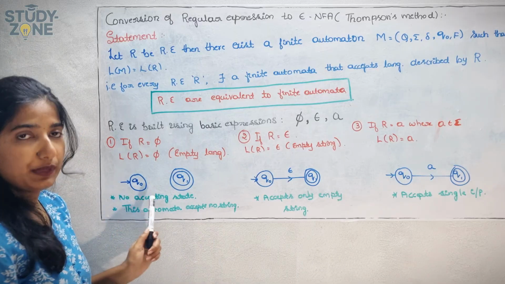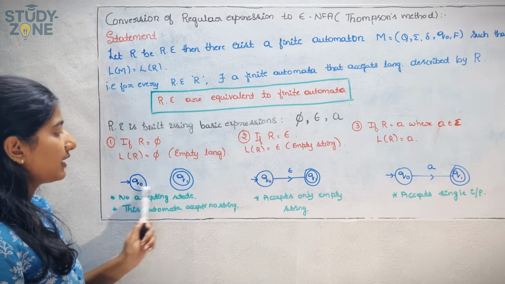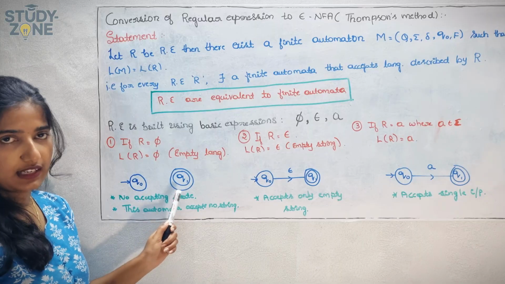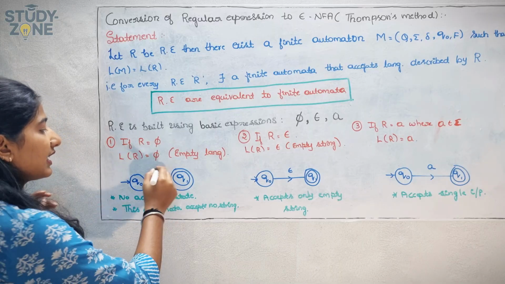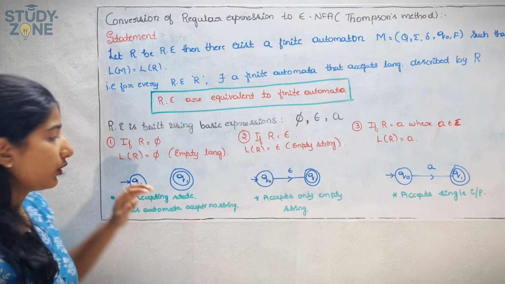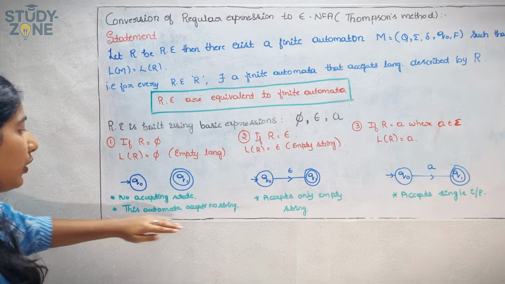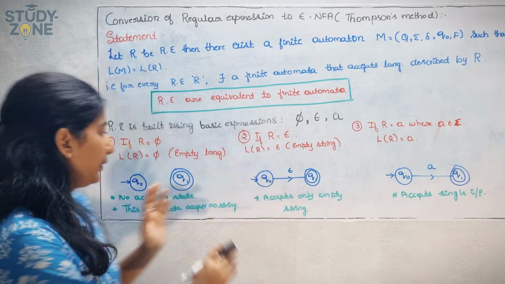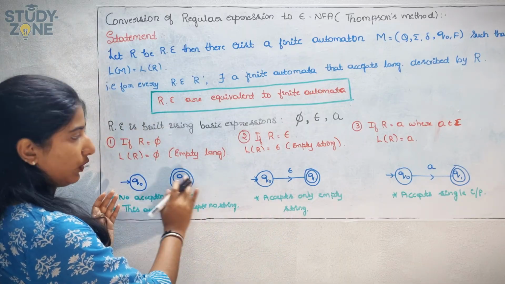So the transition will be like this: there will be a starting state and a final state, but there is no transition from the starting state to the final state, which means there is no string. So there is no accepting state. This automaton accepts no strings. There will be no transition between Q0 and Q1.